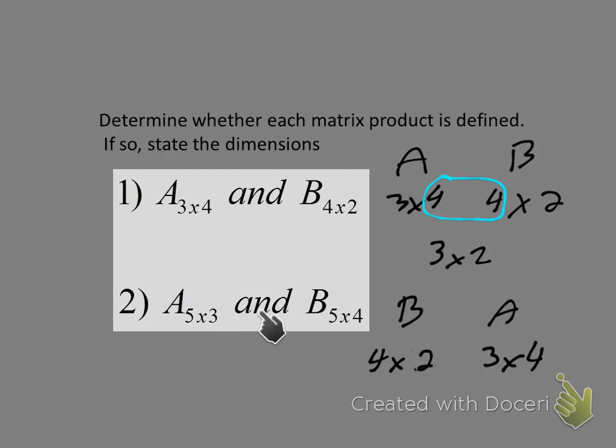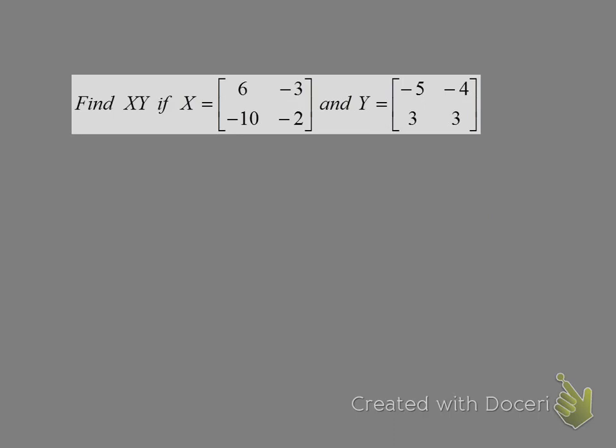Number 2, can you do it? No. 3 by 5, can't go. All right, find x, y. If x equals 6, negative 3, negative 10, 2.